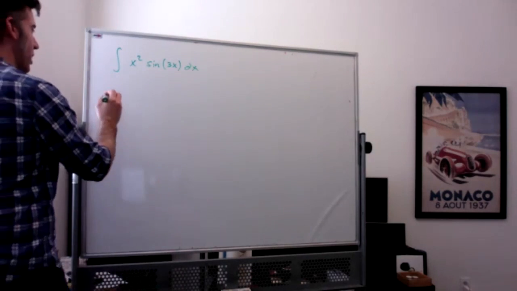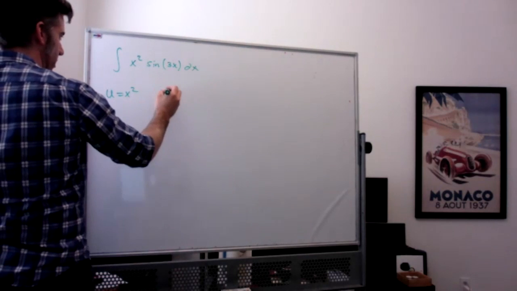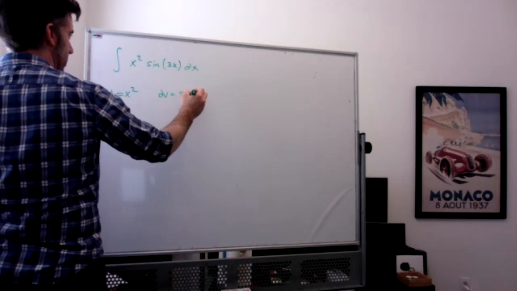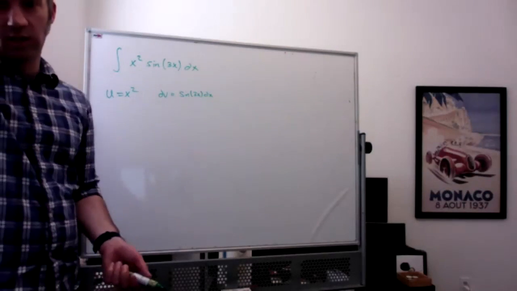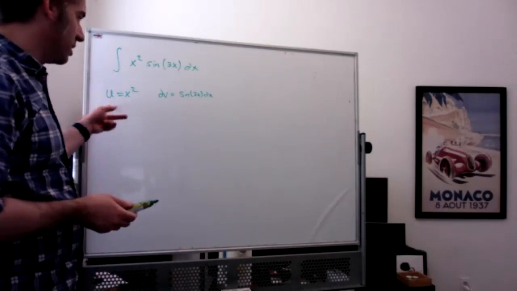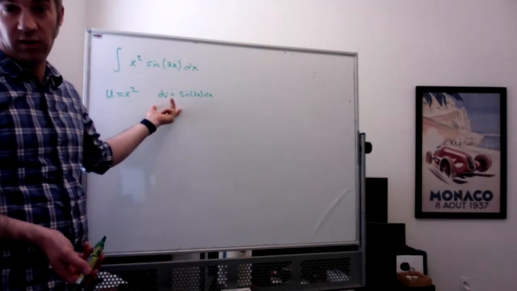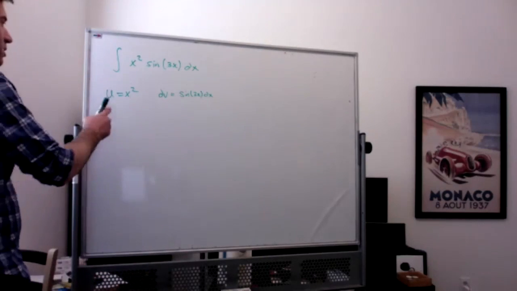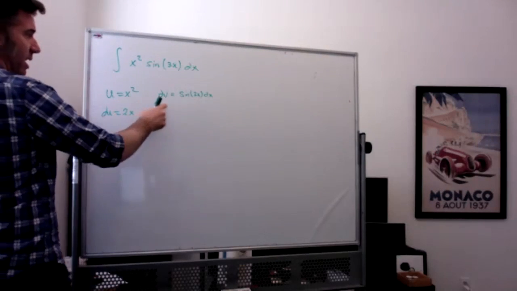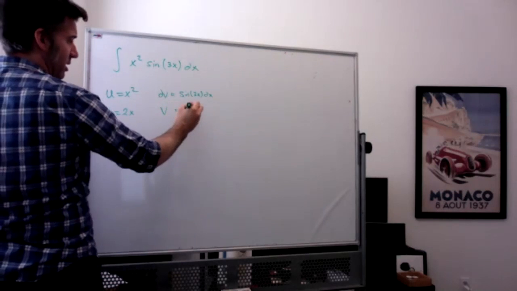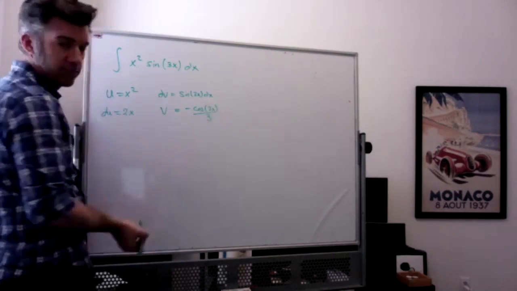I'm going to first let u equal x squared, and then dv is sine of 3x dx. I'm making this choice because I'm letting u be the thing that's going to get simpler when I differentiate, and dv be the thing that's not terrible to anti-differentiate. It doesn't get more complicated. The derivative of u is going to be 2x. The antiderivative of sine of 3x is going to be negative cosine of 3x divided by 3.